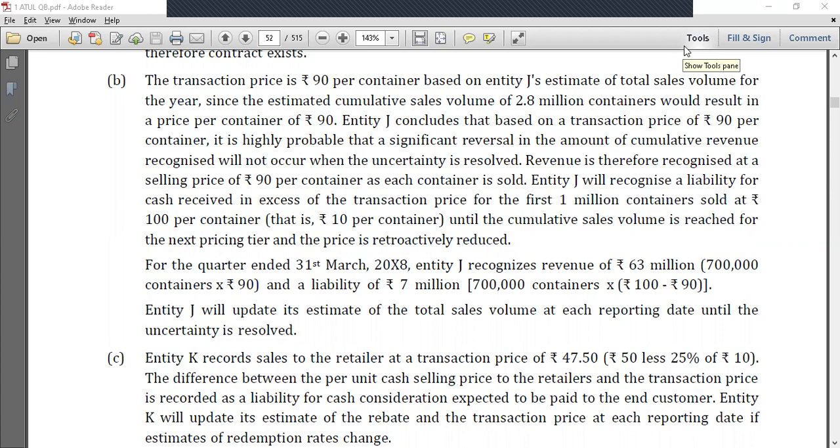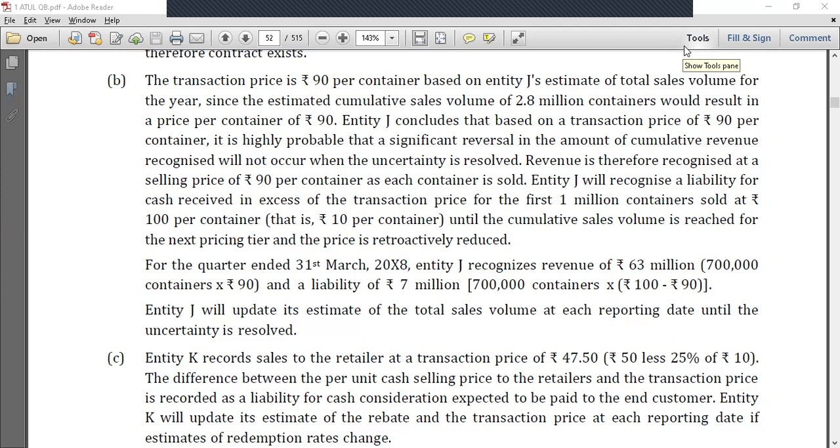as each container is sold. So entity J will recognize a liability for how much? 100 rupees per container? It will recognize 100, sorry, 10. I think here the liability will be, see, revenue will be recognized at the selling price of 90 rupees, and the liability will be 100 minus 90. That is 10 rupees per container. Simple.